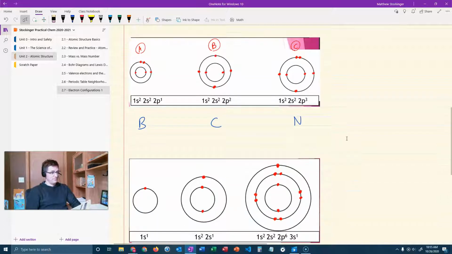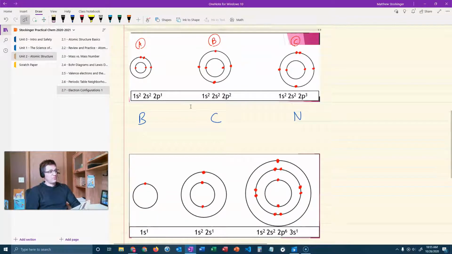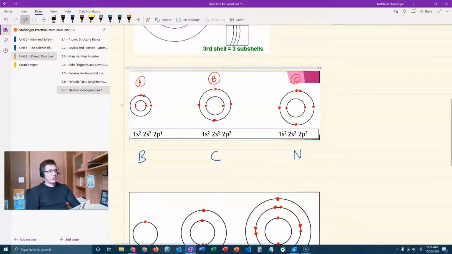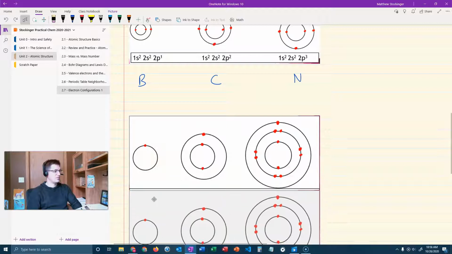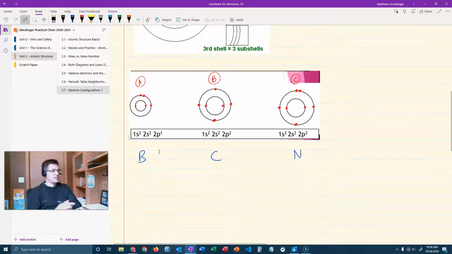Okay. Now what we have here is three pictures. I've got a boron, a carbon, a nitrogen. Here are the Bohr diagrams on top, and these codes down here are the electron configurations. Okay, so what you'll notice is there are three basic pieces to an electron configuration. You've got the big giant numbers.